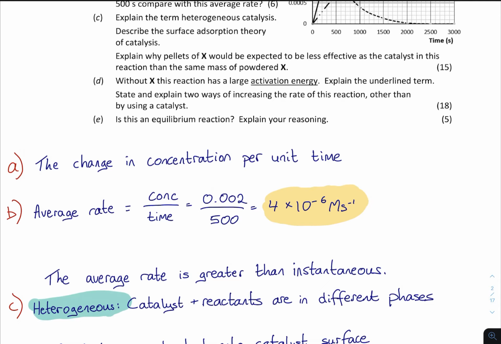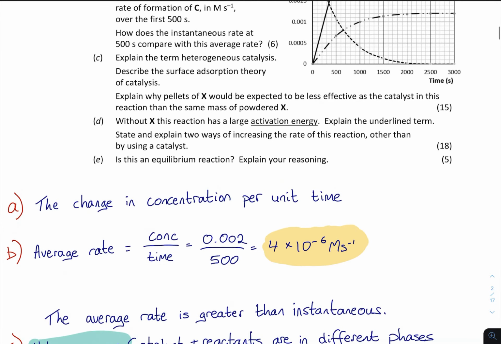So, different phases. You can get some liquids where a catalyst and a reactant can dissolve in one another. Okay, so just be careful of that. So heterogeneous catalysis is when a catalyst and a reactant are in different phases.